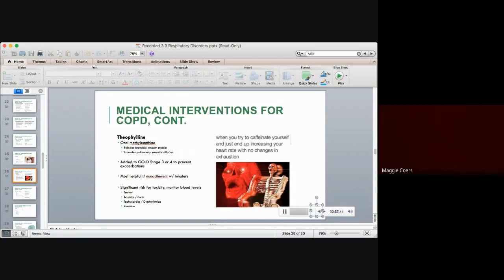We really tend not to use it very often because it's a pretty dangerous drug. It has a very narrow therapeutic window, so blood levels need to be monitored frequently, and we need to watch very closely for side effects. And the side effects are listed on the slide. Basically, the side effects are like the patient drank too much coffee.